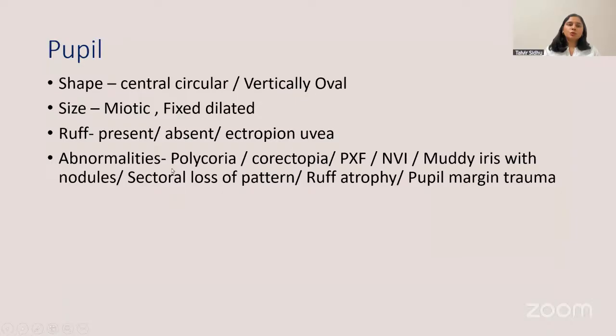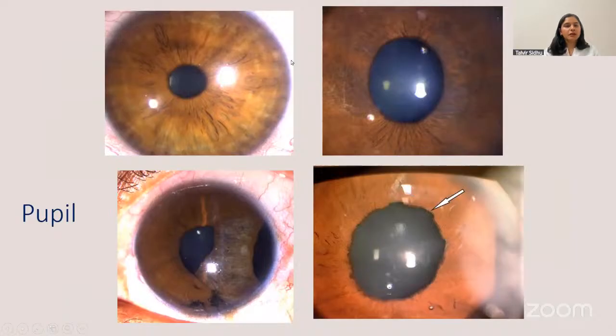So now coming to the pupil. When you talk about the pupil, you talk about the shape, the size, the ruff, and the abnormalities. So first of all, the shape. Pupil is usually central and circular. A vertically oval pupil is usually seen in angle closure glaucomas. A miotic pupil is usually seen in uveitis and a fixed dilated pupil in angle closure. Ruff is usually absent in angle closure. Ectropion uvea can be present in congenital ectropion uvea or in neovascular glaucoma. So abnormalities, there are various abnormalities as we can see here. This is a central circular pupil with a very good intact pupillary ruff.